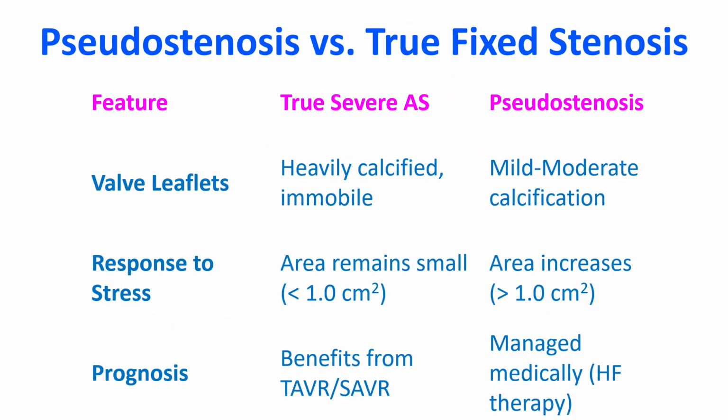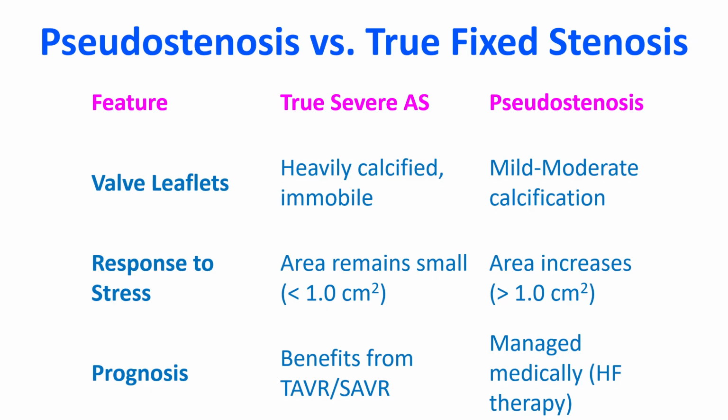Here is a comparison. Aortic valve leaflets are heavily calcified and immobile in true severe aortic stenosis very often. In pseudostenosis, they have mild or moderate calcification. Response to stress: area remains small, less than 1 square centimeter in true severe aortic stenosis, while in pseudostenosis the area increases to more than 1 square centimeter.